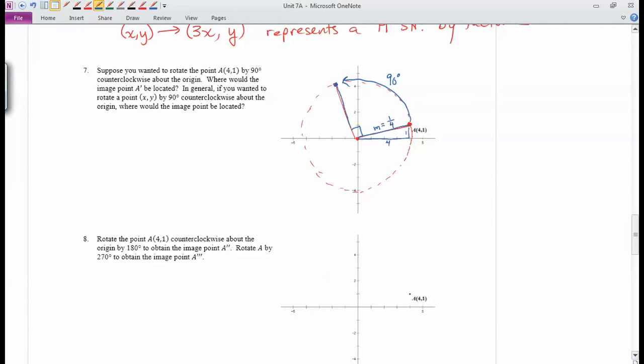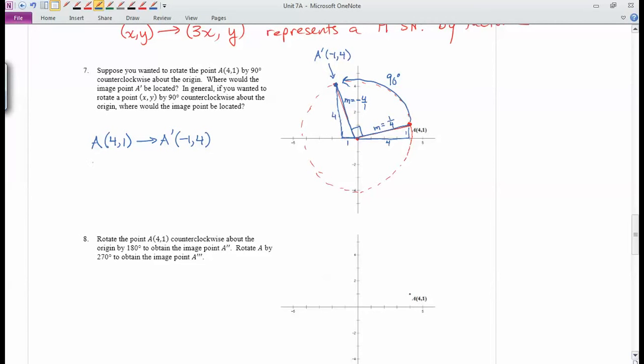So then this guy's slope will have to be the negative reciprocal of that. So this slope should be negative 4 over 1, which means I'd have to go down 4 units and then over 1 unit to get back to the origin. Counting from the origin backwards 1 and up 4, this point right here, A prime, has to be at negative 1, 4. So the 90 degree counterclockwise rotation took A, 4, 1, to A prime, negative 1, 4.